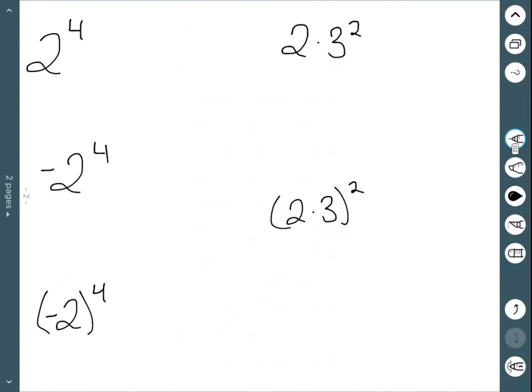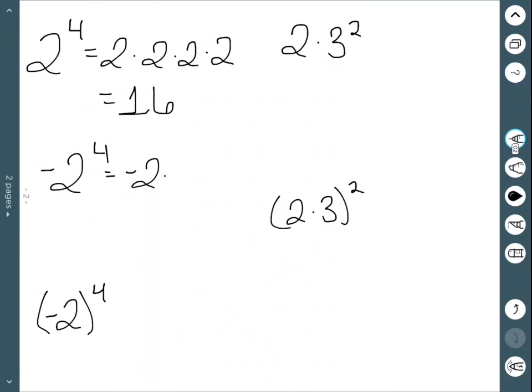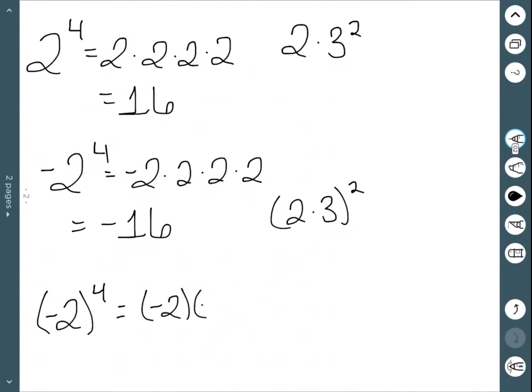For something like 2 to the 4th power, this means 2 times 2 times 2 times 2. And when we multiply all of this together, we get 16. If we insert a negative sign in front of this, this one is negative 2 times 2 times 2 times 2, which ends up being negative 16. If we put a parenthesis around that negative sign, now we're actually multiplying negative 2 by itself 4 times to get positive 16 again. So parentheses are going to be very important.